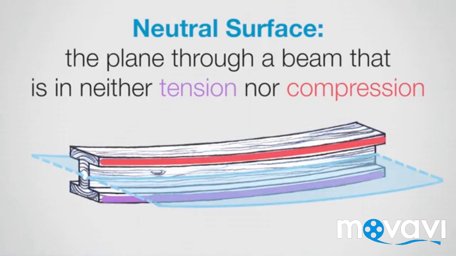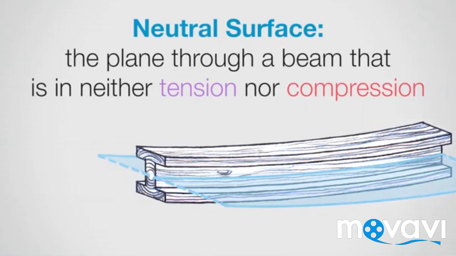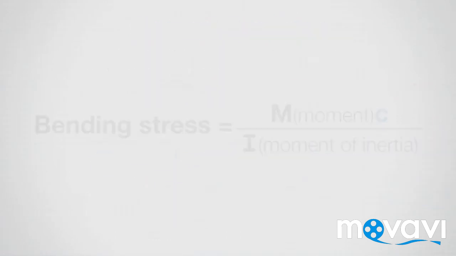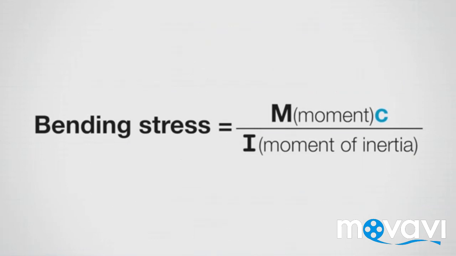For a symmetric cross-section, a cross-section that's equal, if we put a line through the middle, that line will go right through the center. And then my distance from that neutral axis to the outside edge is just half the height, and that is typical for a symmetric section. So again, we have the moment, whatever we calculate for the moment along the length, and then half the height of the cross-section, and then we divide that by the moment of inertia.